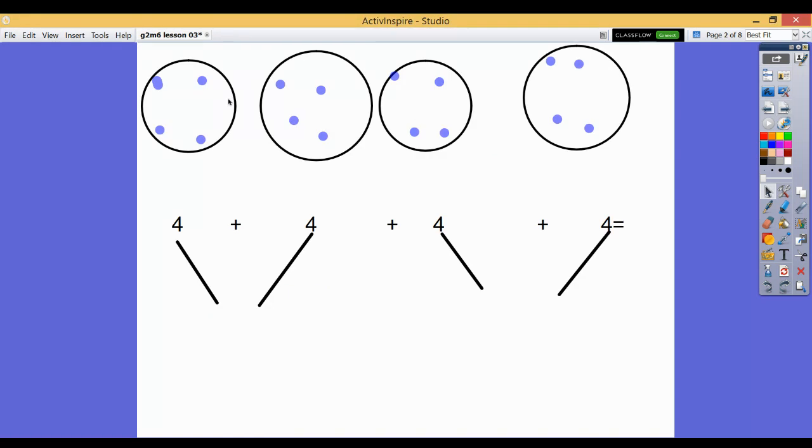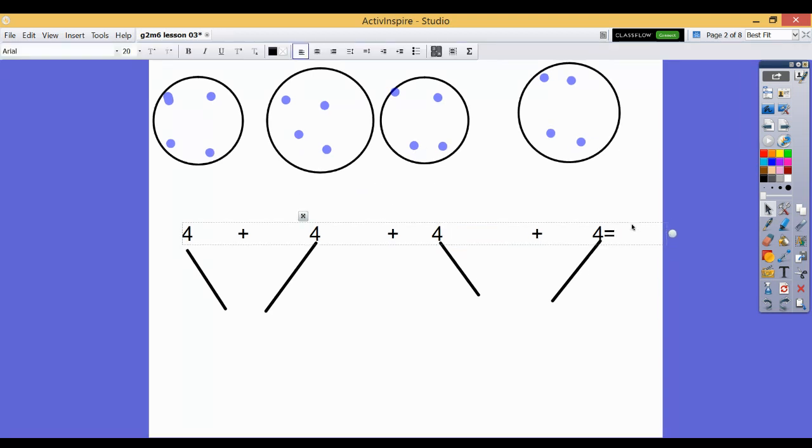So here I have four equal groups, 1, 2, 3, 4, with four dots in each one. Take a moment to count those. So the equation that would represent this picture would be 4 plus 4 plus 4 plus 4. And that would be, I'll give you just a moment to add that up. Okay, so for those of you who got 16, that is correct. That answer would be 16.